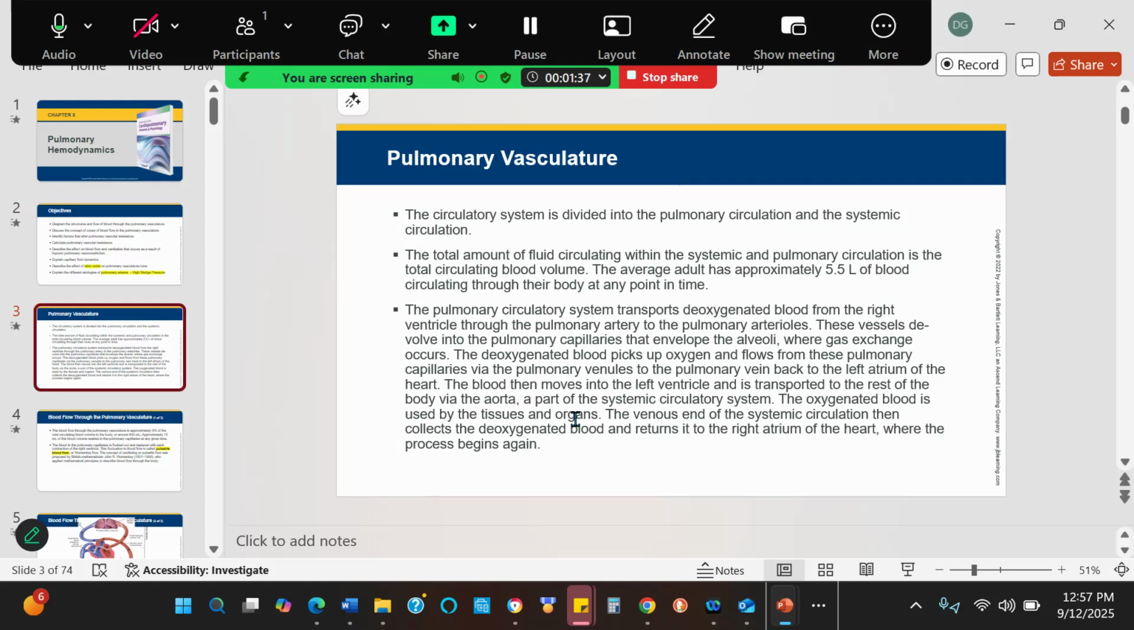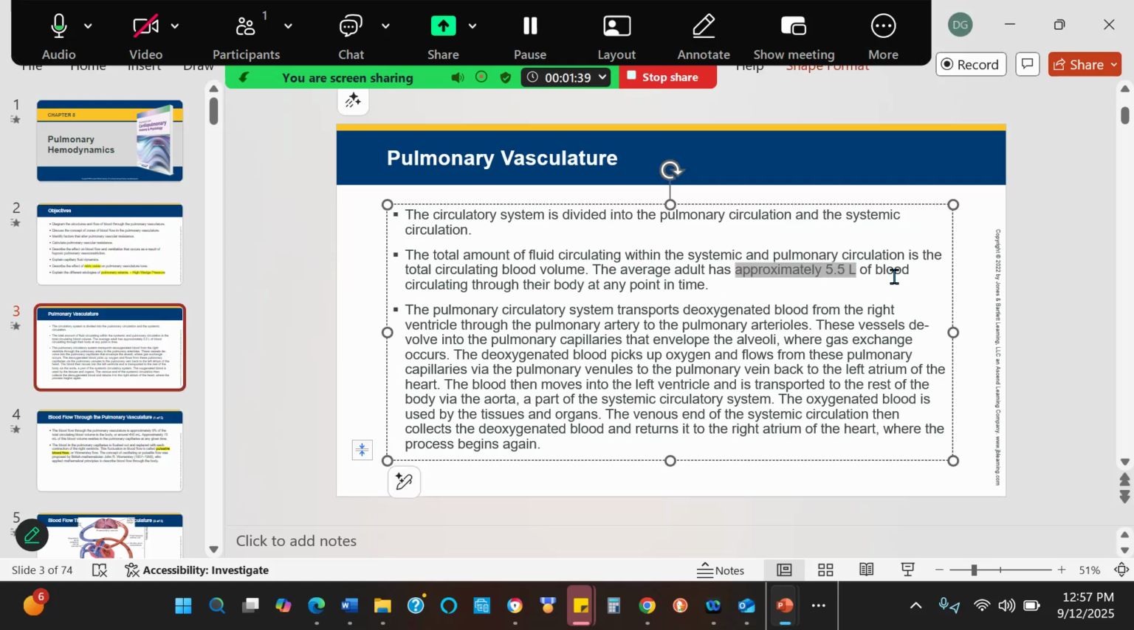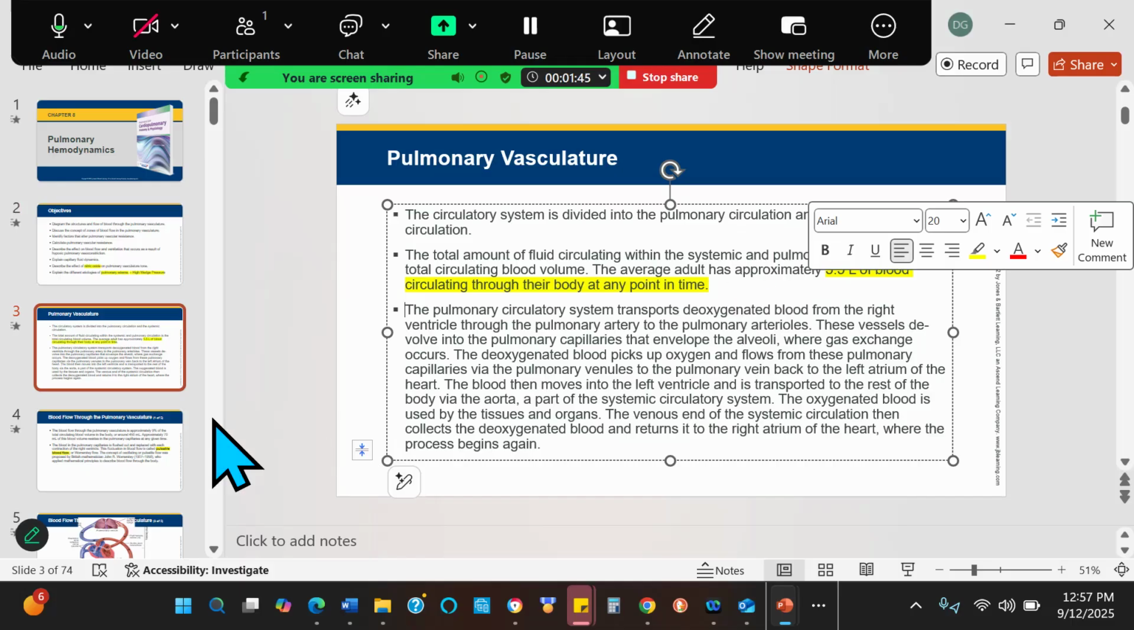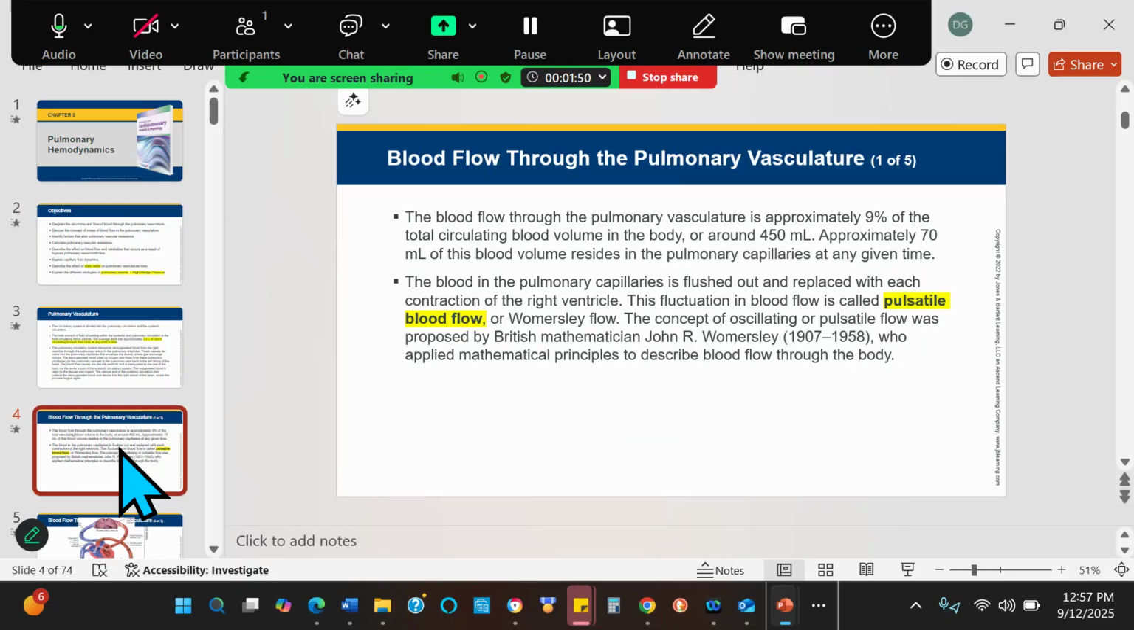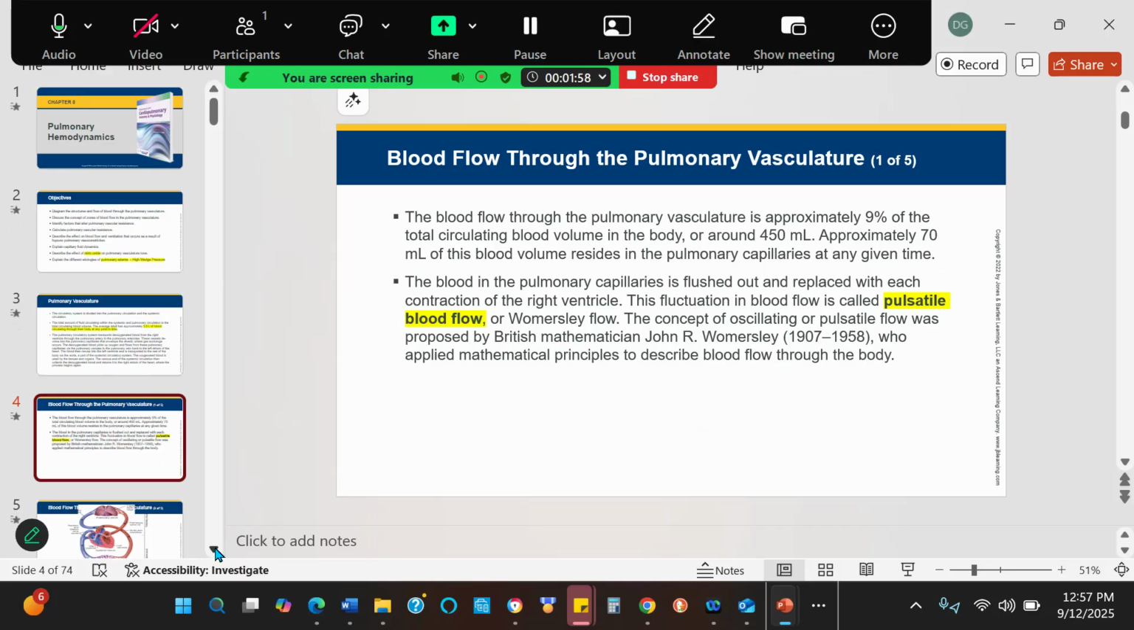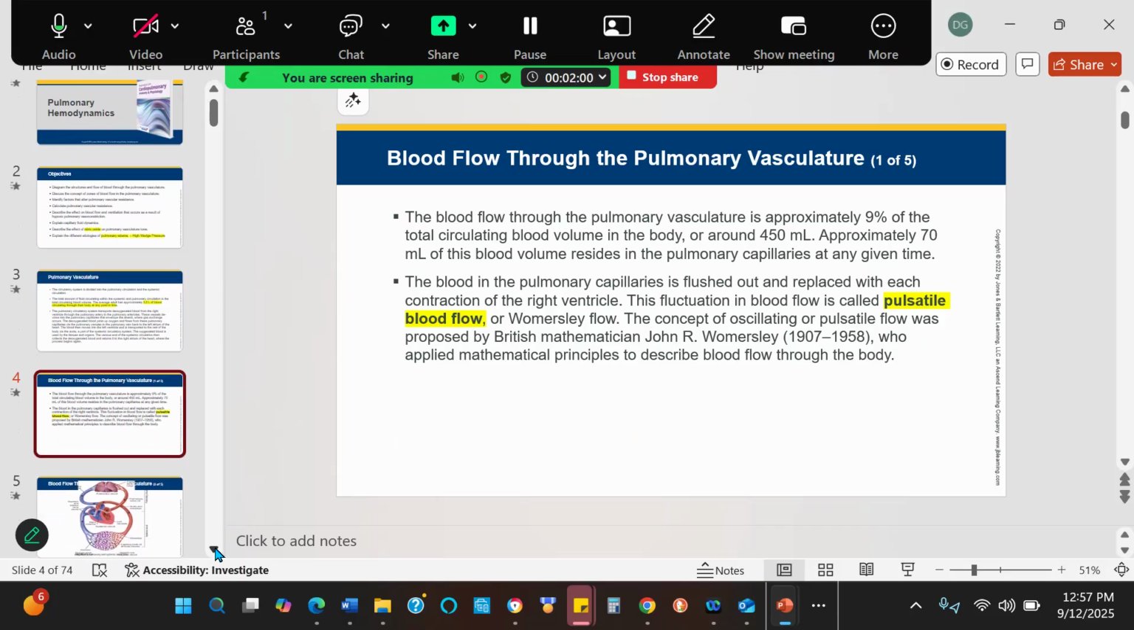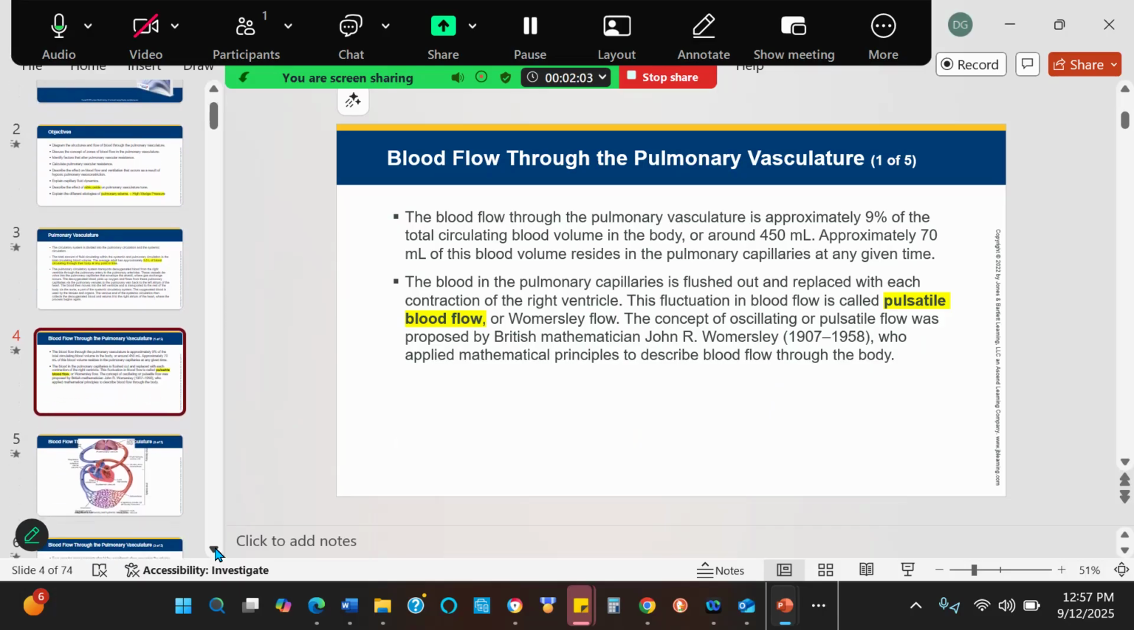Blood flow has to go through the lungs about 5.5 liters every minute. Think of that. Every minute, 5.5 liters of blood comes through your lungs, picking up oxygen, dropping off carbon dioxide. It is pulsatile flow. I've never heard of Womersley flow, so I don't think you will either. But it is pulsatile flow, meaning it's not just static. It's pulsing as it moves through.